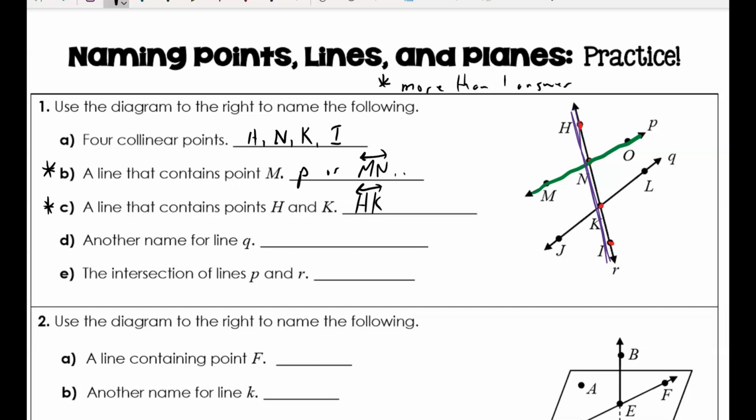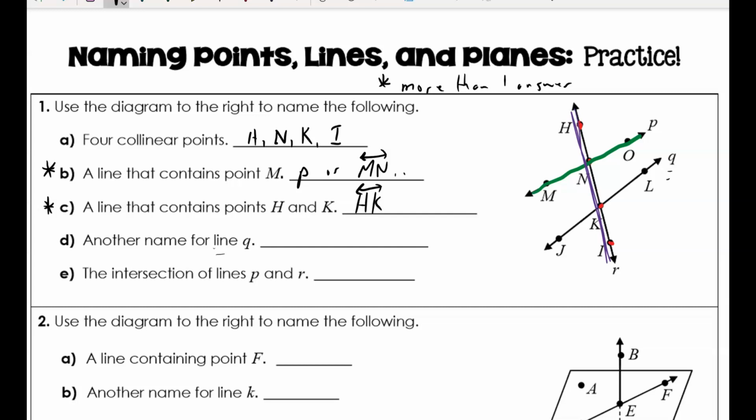Okay, another name for line Q. So line Q is this one down here, this one here. So that Q represents the line, so one way would just be Q, or line Q. And by the way, you don't really need to put the word line in front of it. We do that at the beginning to make it simpler to understand, but really whenever you see a lowercase letter in geometry, you're talking about a line. That's something you're going to have to get used to.